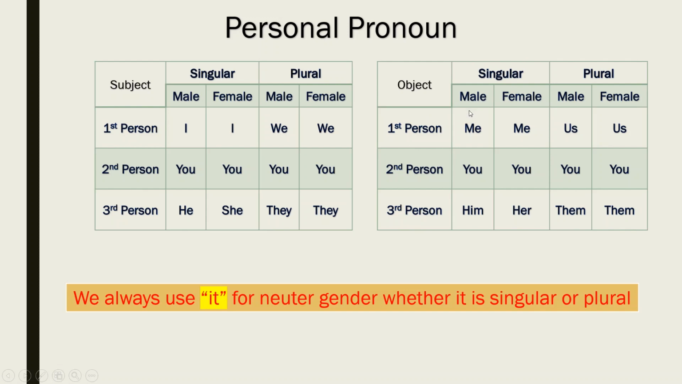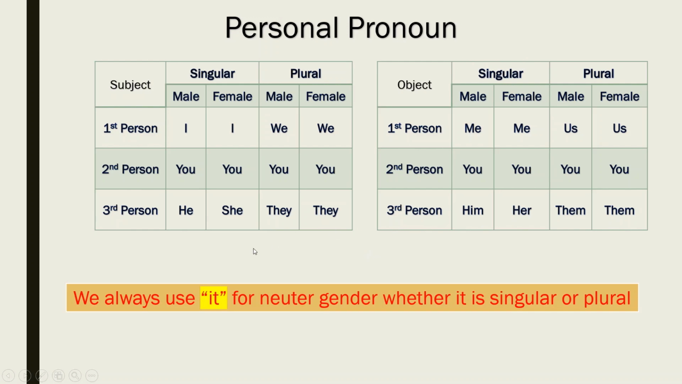Whenever we are using an object pronoun, we need to take care of a few things. For first person, it will be me for male and female, whether singular or plural, it will be us for male and female. For second person, it will always be you, as I told you. For third person, if it is singular male, then him, singular female, then her, and plural, whether male or female, it will be them.